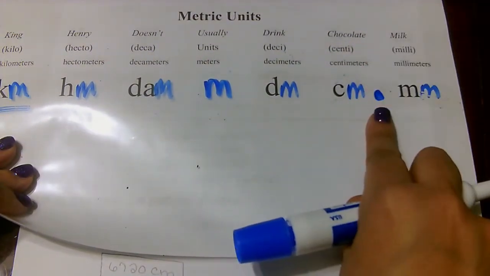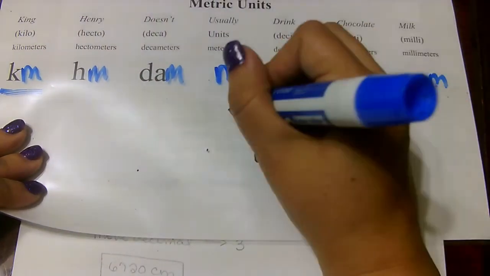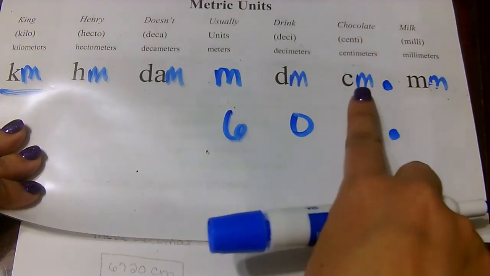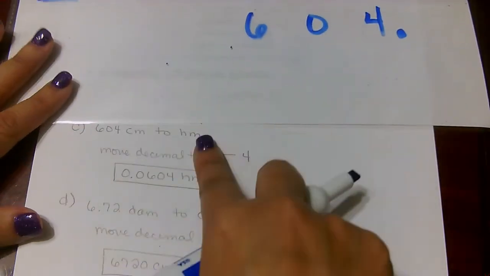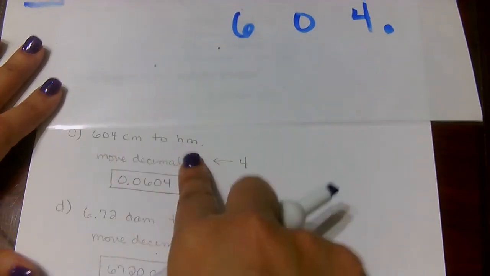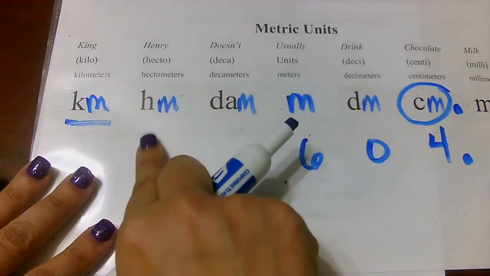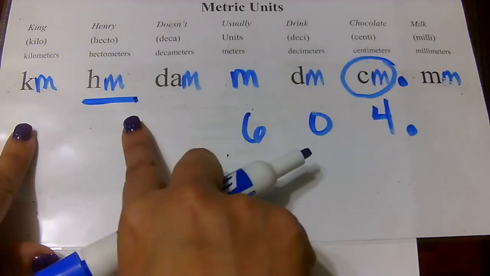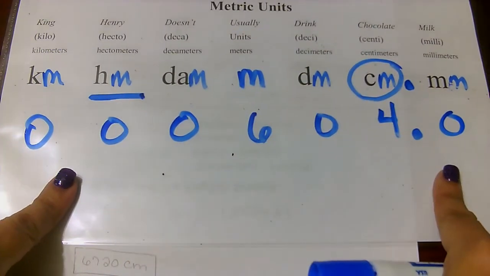Okay, so I'm putting my decimal here, and I'm going to write the number 604. Okay, 604, and there's my decimal. Always use 1 digit for each of these individual spaces. Okay. So we're starting with centimeters and we're going to hectometers. So I'm going to go ahead and circle centimeters, and I'm going to find my hectometers, which is way over here. Let me erase this one. Remember, with these other spaces, go ahead and fill it in with just zeros. Okay, so you're going to have one number for every one of these.